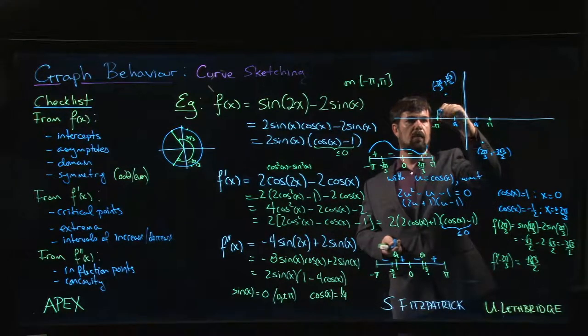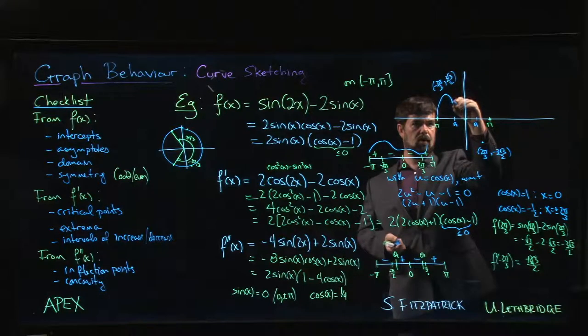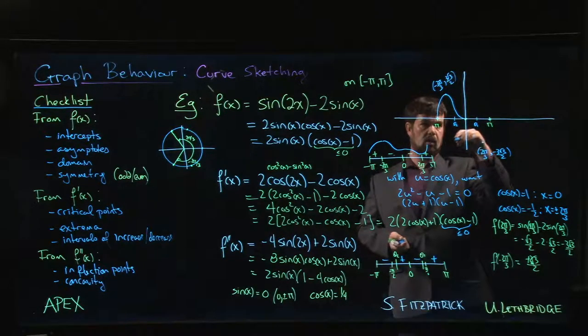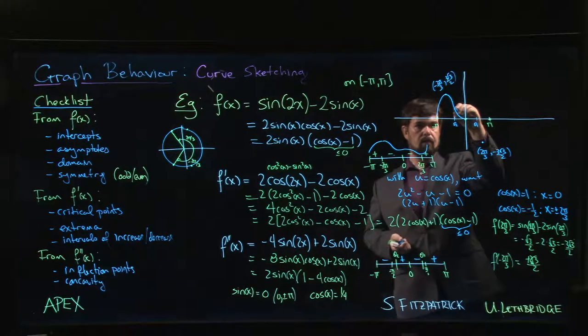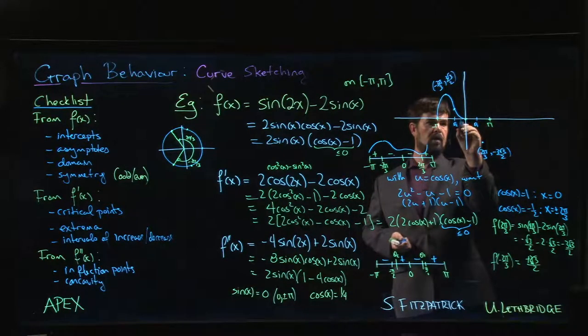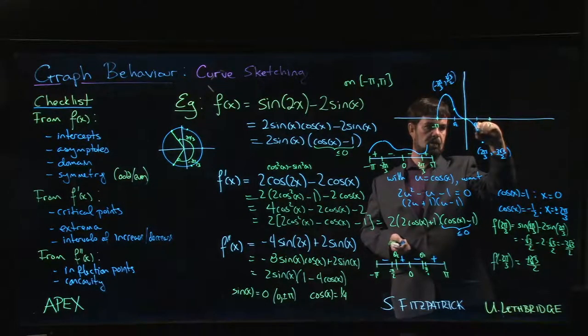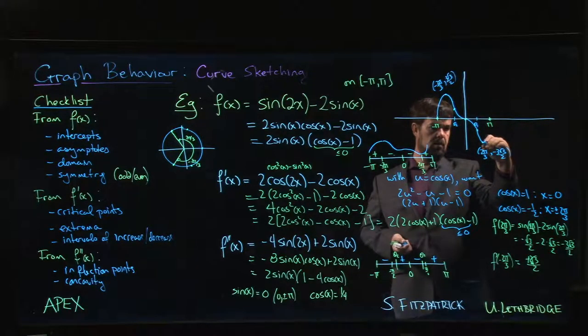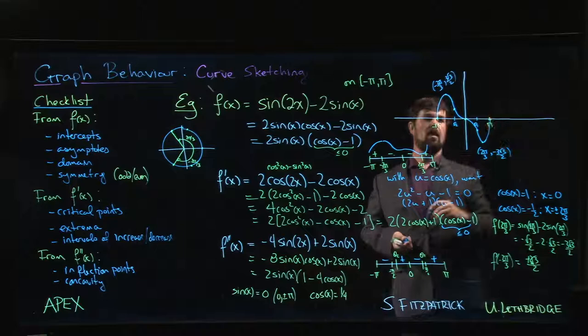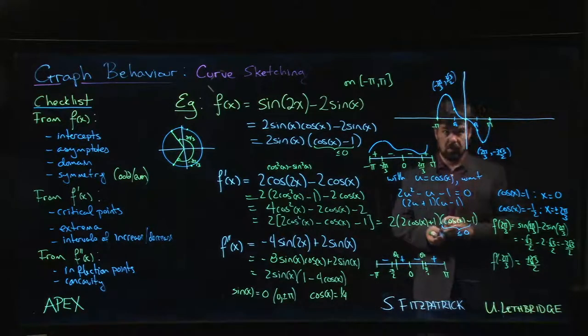And so now we can do this. We go up, concave down, till we hit that inflection point, concave up, till we get to that horizontal tangent, right? Then we're concave down until we hit that other inflection point, concave up through the minimum, and back up to the intercept, right?